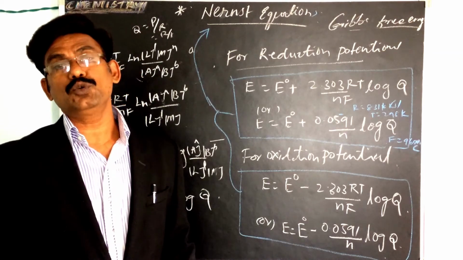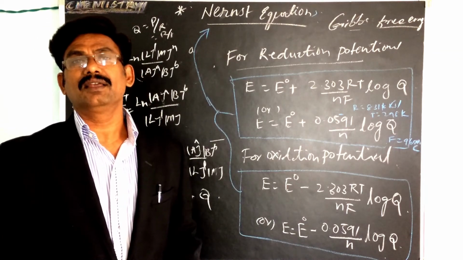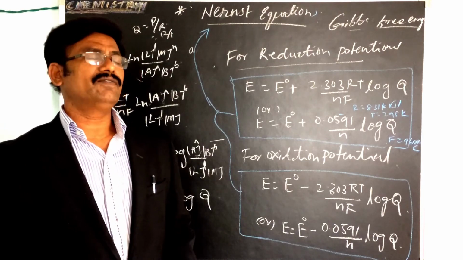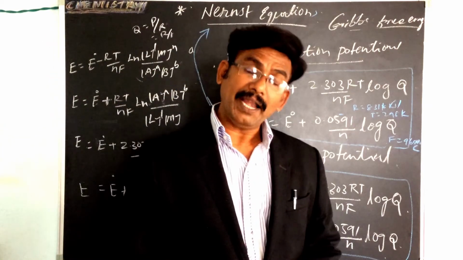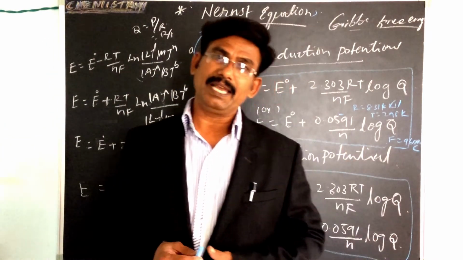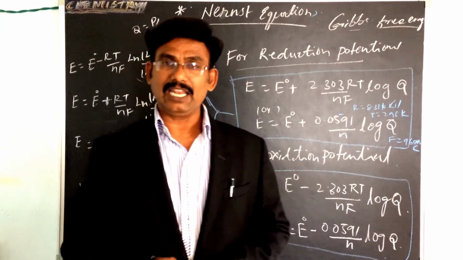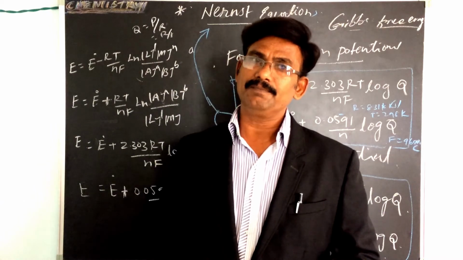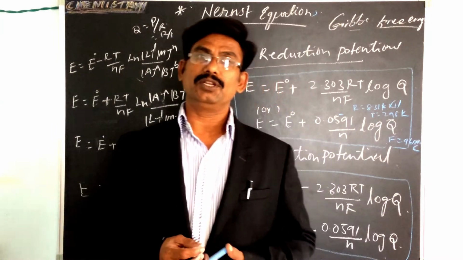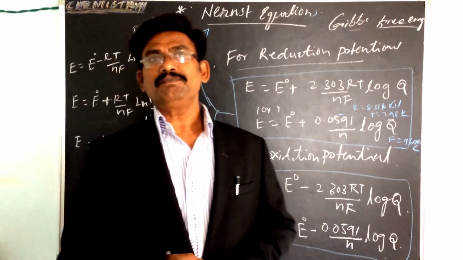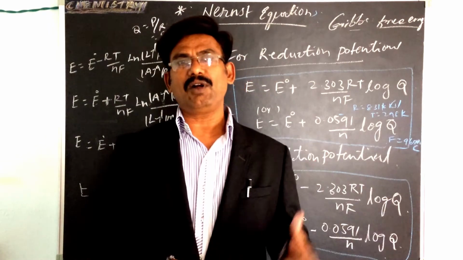So these two reactions are the Nernst equation. This Nernst equation is very applicable for the determination of the pH value of a given solution by using a glass electrode potential or quinhydrone potential. Okay. So what are the applications?